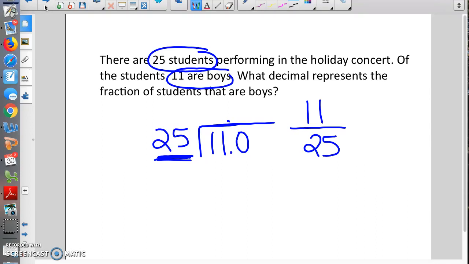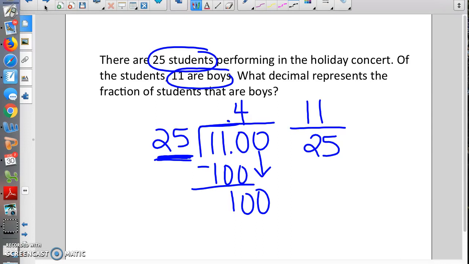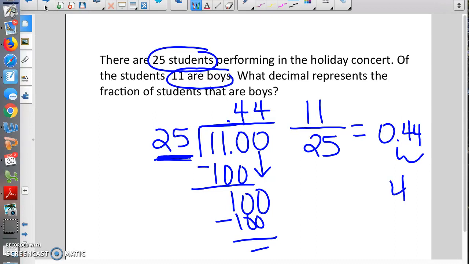So 25 goes into 110 4 times, which is 100. That's 4 quarters makes 100 pennies. We have 10 left over. We add another 0 and bring it down. And 25 will go into 100 4 times, which is exactly 100. So the decimal for this is 0 and 44 hundredths. If they asked the percent, all we'd have to do is move that decimal twice and get 44%. But it did just ask for the decimal, so 0.44 would be the right answer.